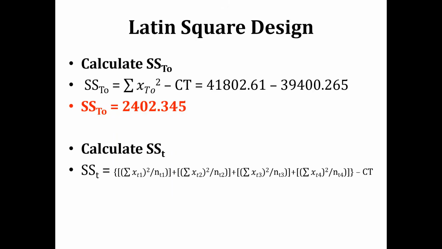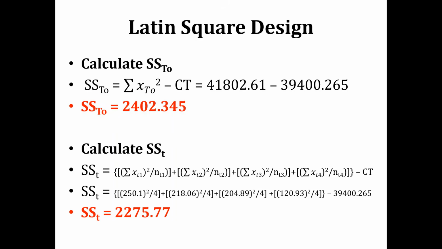Now we have to calculate the sum of squares for treatment, and this is the formula for the calculation of sum of squares of treatment. So we have 4 treatments. So we calculate the summation x whole square divided by the number of observations for each of the 4 treatments, and then we take their sum and subtract it from the correction term. So here we have put all those 4 values and we subtract it from the correction term, and we get the treatment sum of squares as 2275.77. So this is the value for our treatment sum of squares.